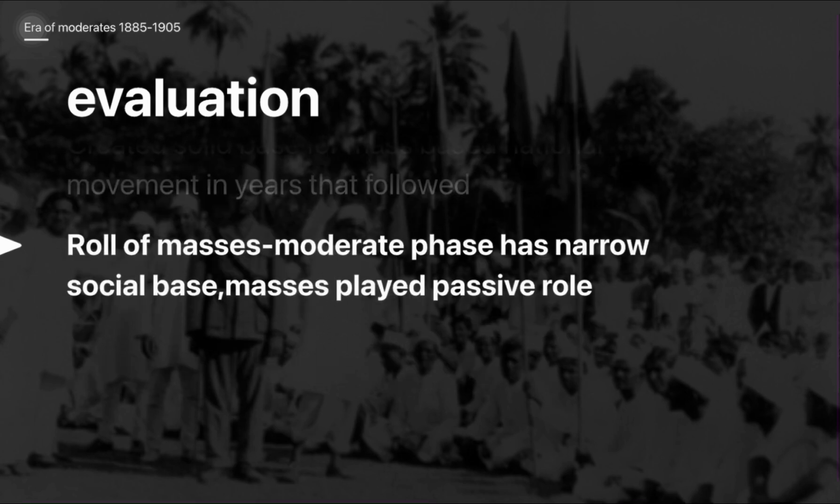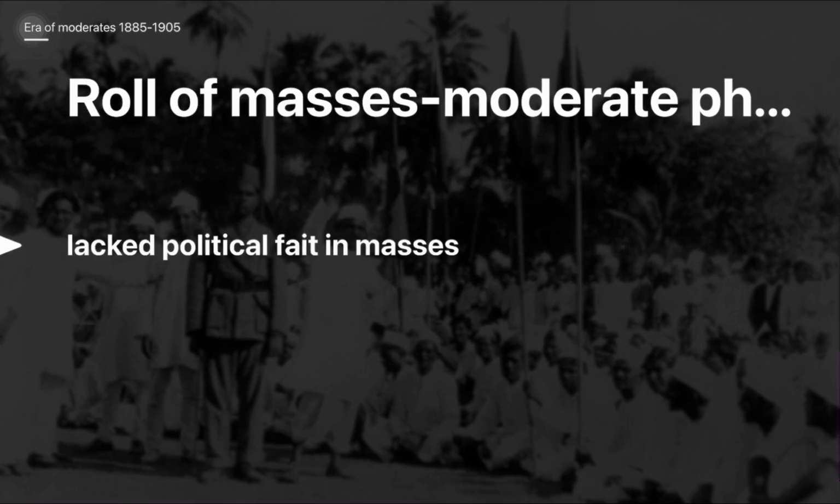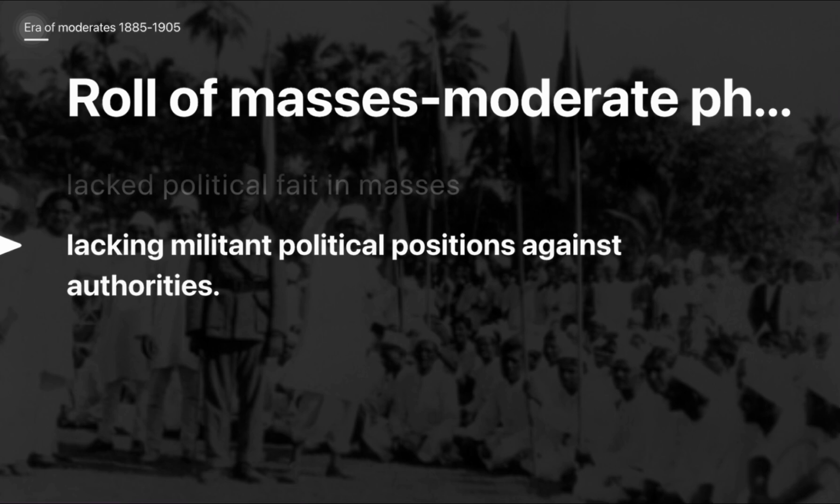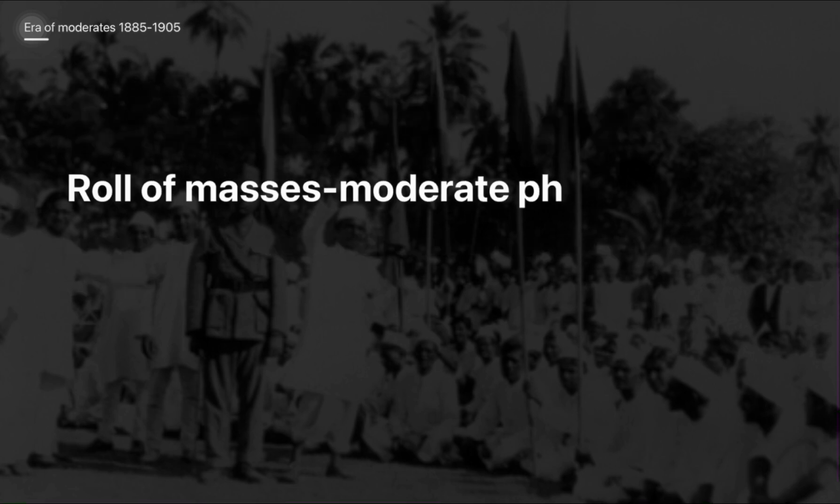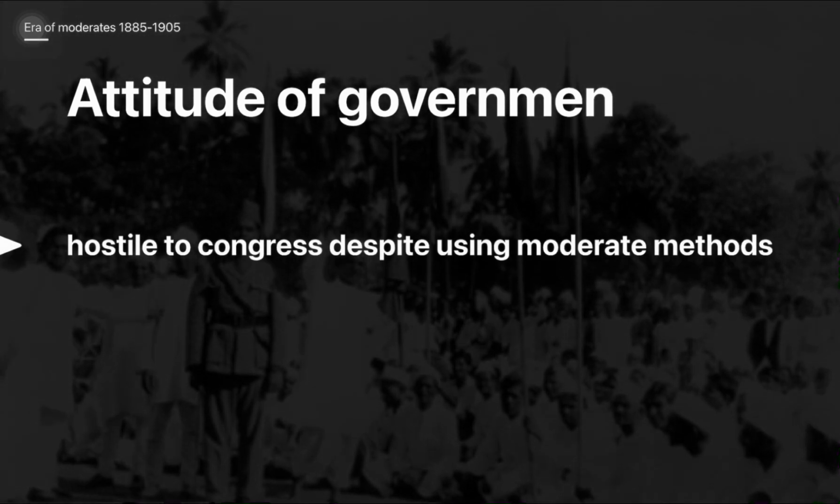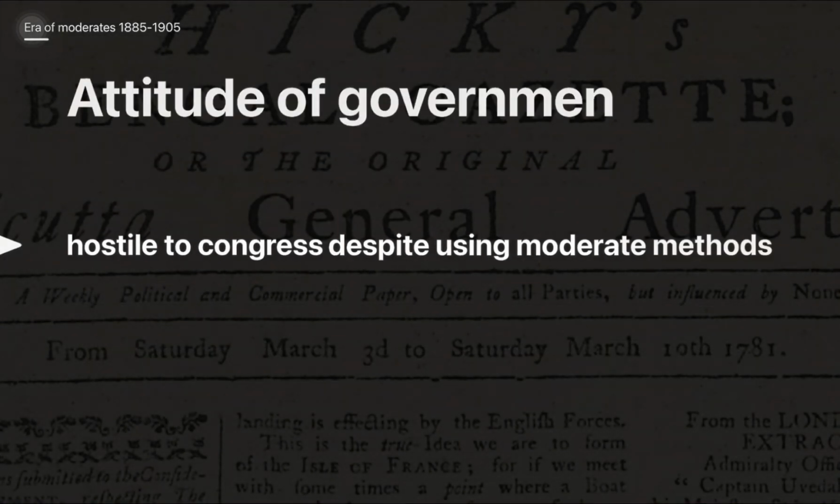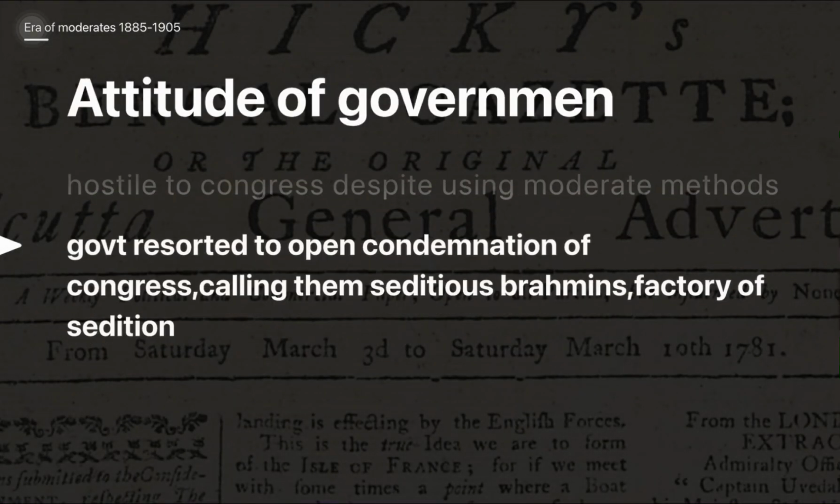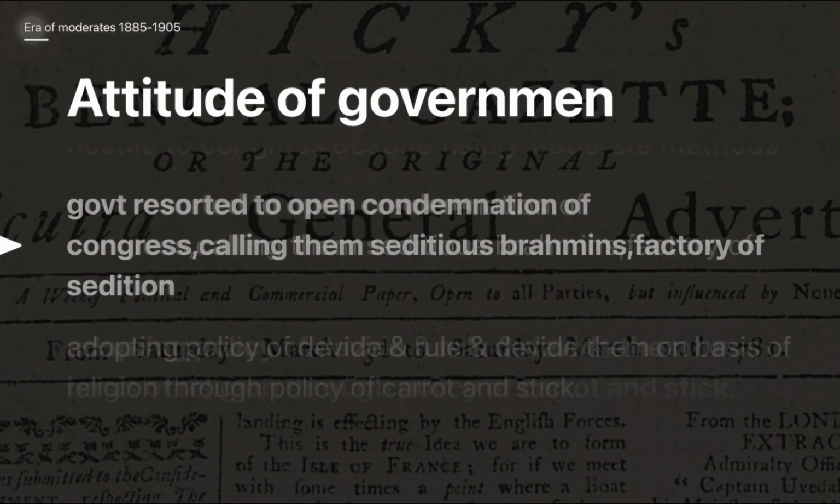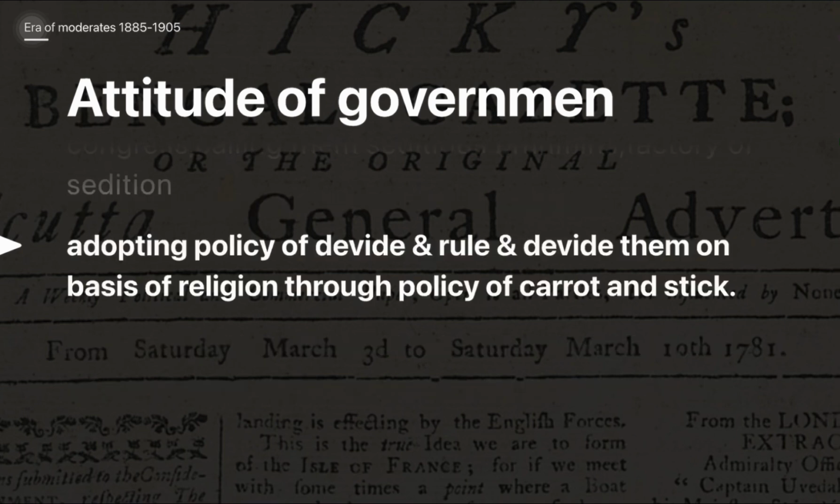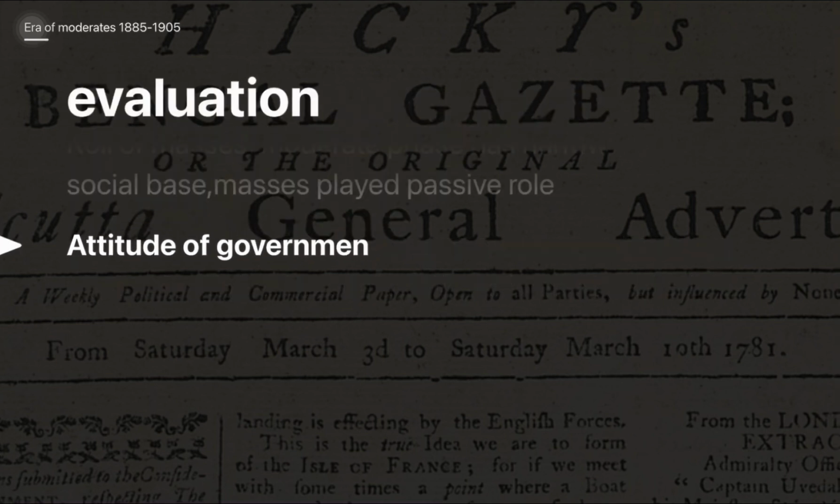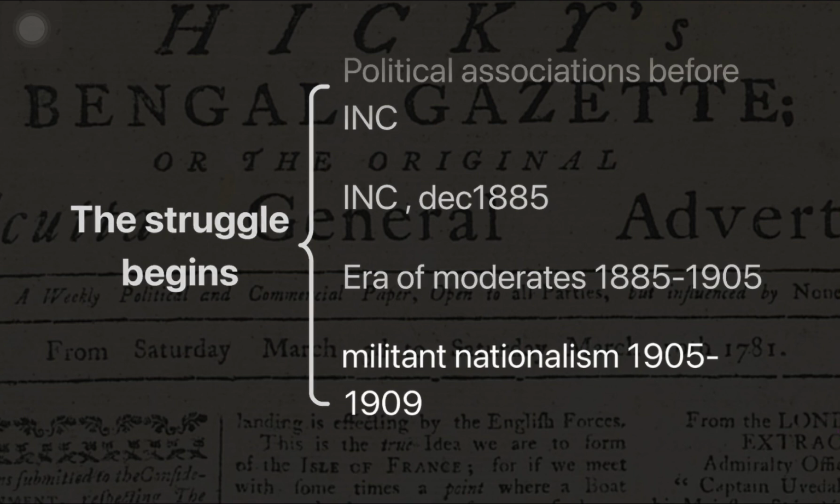Role of masses: the moderate phase had a narrow social base. Masses played a passive role. They lacked political faith in the masses, lacking a militant political position against authorities. The attitude of the government was hostile to Congress despite its using moderate methods, and the attitude stiffened further after the 1857 revolt. The government resorted to open condemnation of Congress, calling them seditious Brahmins, a factory of sedition. They adopted a policy of divide and rule and divided them on the basis of religion through a policy of carrot and stick. Let us talk about the militant nationalism of 1905 to 1909.